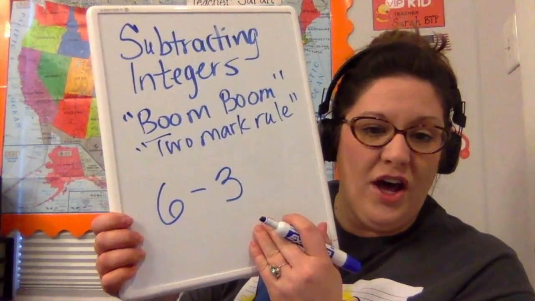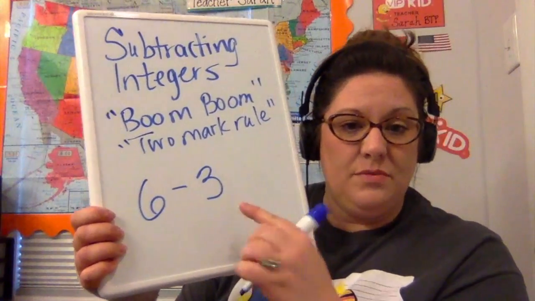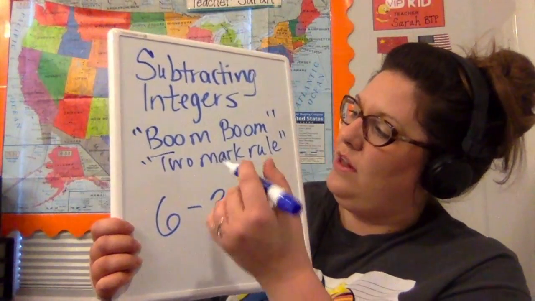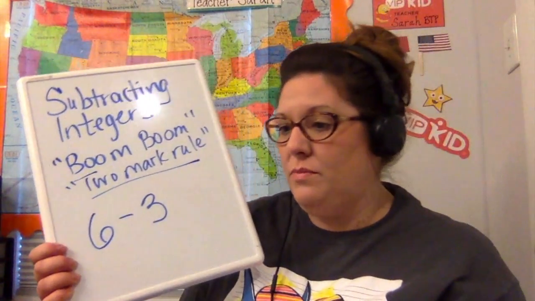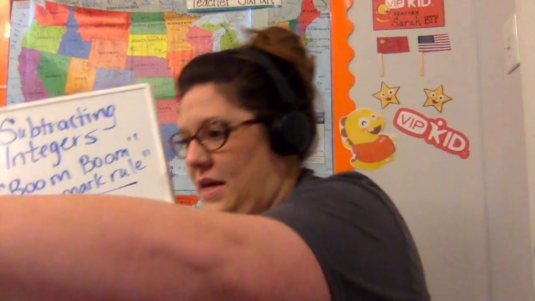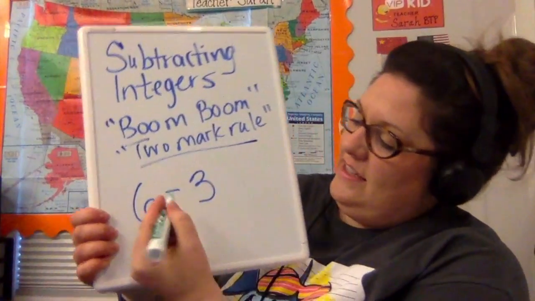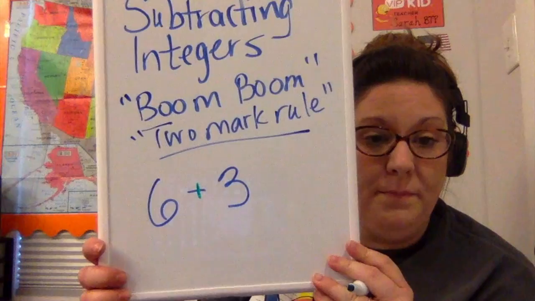If we have a very simple 6 minus 3 subtraction problem, clearly this is not anything you couldn't have done back in the 1st grade. We know that 6 subtract 3 leaves us with 3. But let's talk about how we would utilize this 2-mark rule. The first mark is going to always change the subtraction problem to an addition problem.